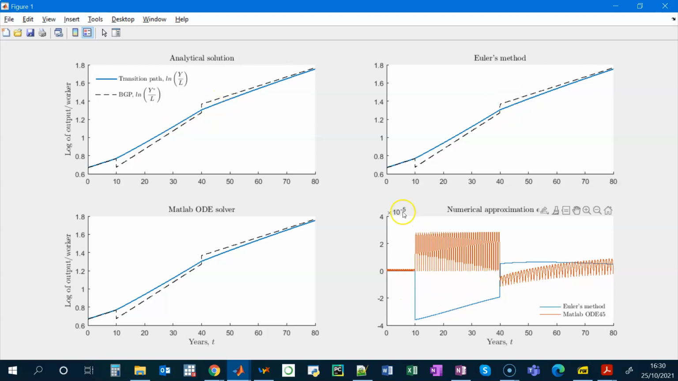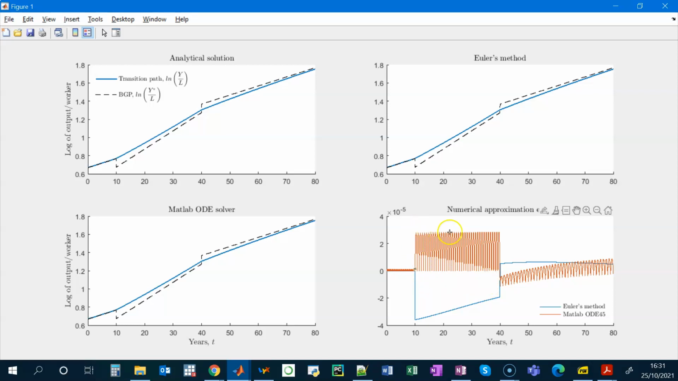So you can see we're on the order of 10 to the minus 5 here, so a very small approximation error. If I wanted to get an even smaller one, I could just use an even smaller time increment. So I used dt equal to 0.1. If I chose dt equal to 0.01, it would take a little longer to solve, but it would give me an even smaller approximation error.